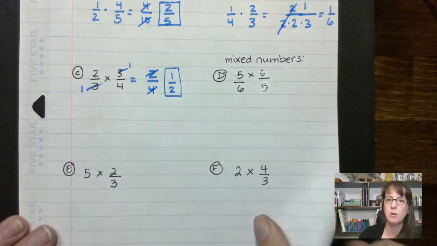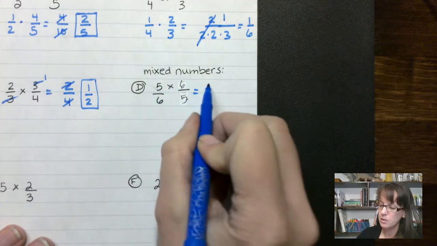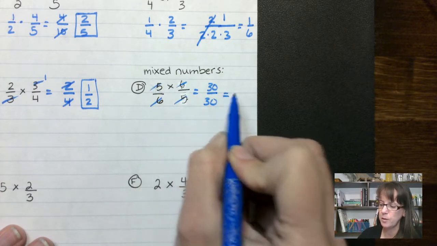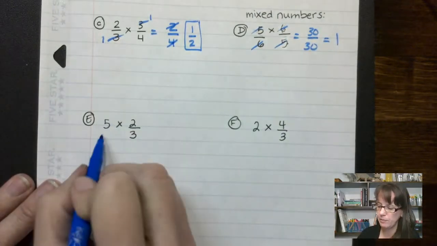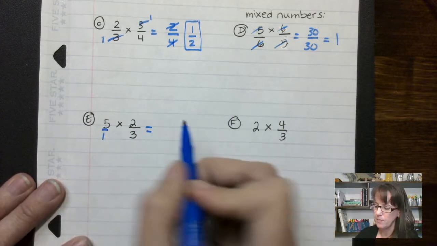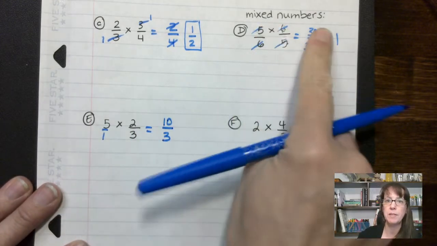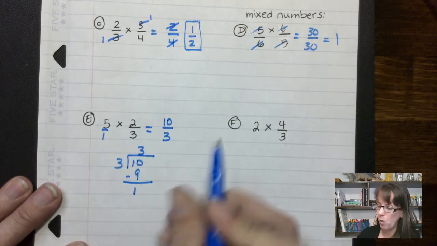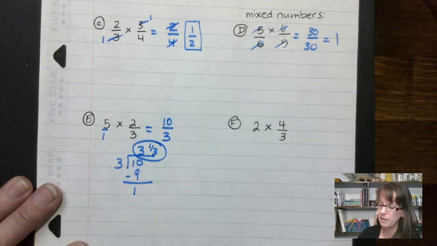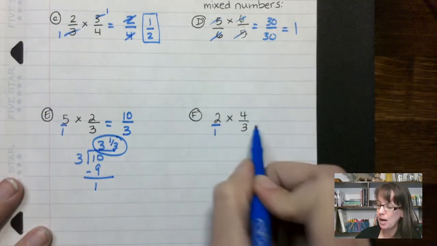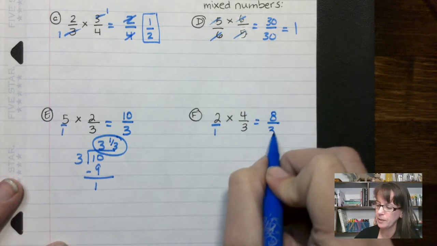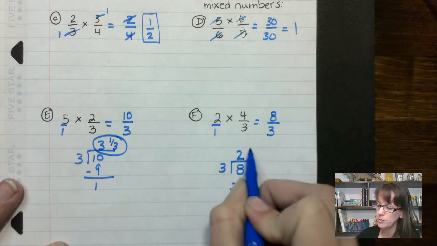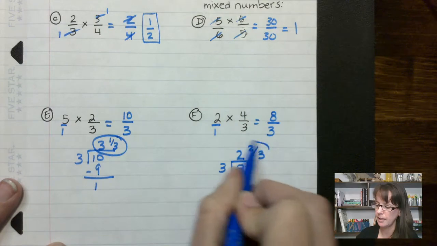All right, we got to turn these into a mixed number. Let's see. 5/6 times 6/5 is 30 over 30. So basically, this canceled, and I was just left with 1. All right, let's try this one. Put 5/1. So this gives me 10/3. We want to put these into mixed numbers. So 3 goes into 10 3 times with a remainder of 1. So 3 1/3 would be my final answer. All right, 2. So for this one, we're going to have 8/3. 3 goes into 8 2 times with a remainder of 2. So that's going to be 2 2/3, just like that.